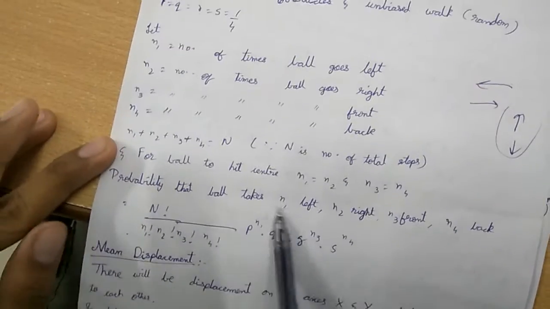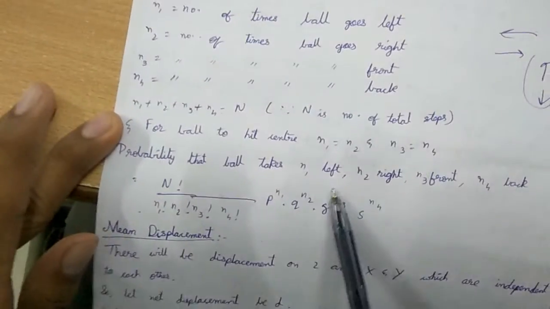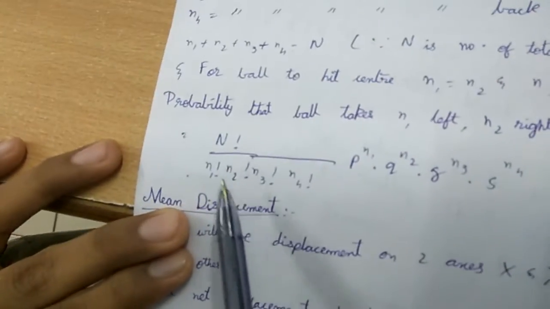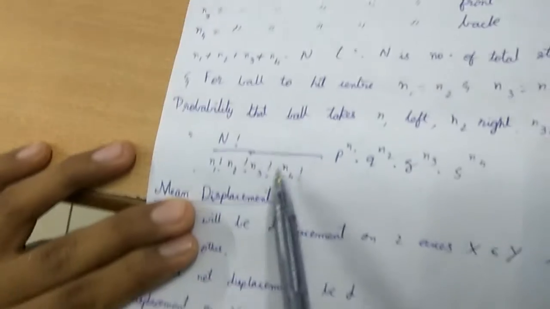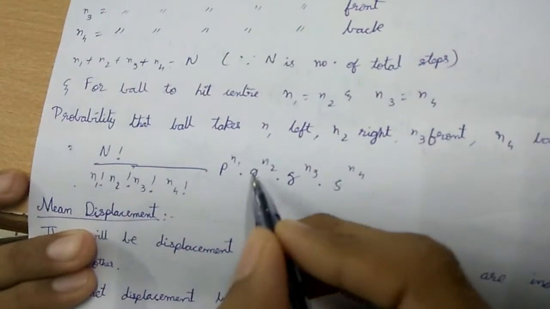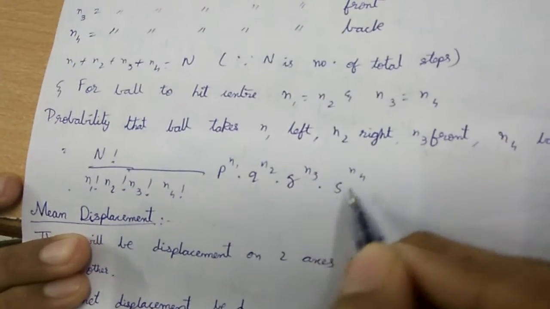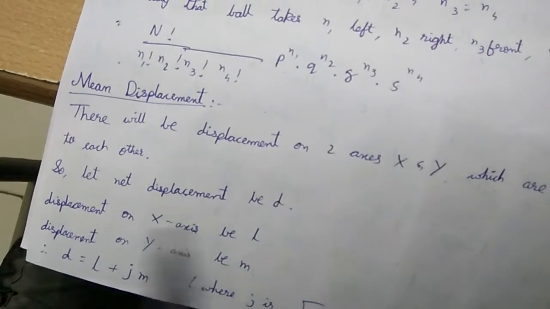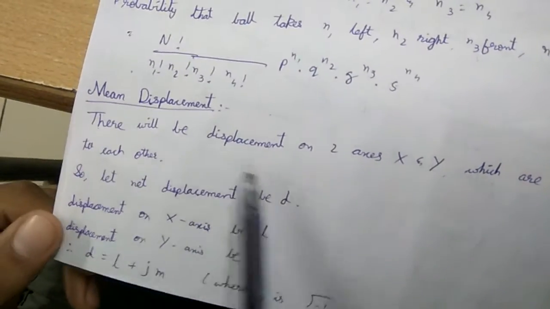The probability that the ball takes n1 steps left, n2 steps right, n3 front, and n4 back is n factorial over n1 factorial into n2 factorial into n3 factorial into n4 factorial, into p to the power n1, dot q to the power n2, dot r to the power n3, dot s to the power n4. Now, this is from the binomial distribution for n random particles.